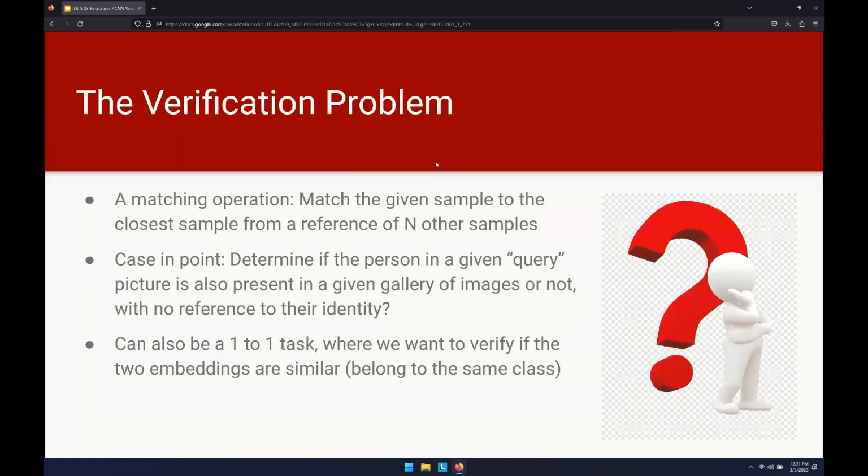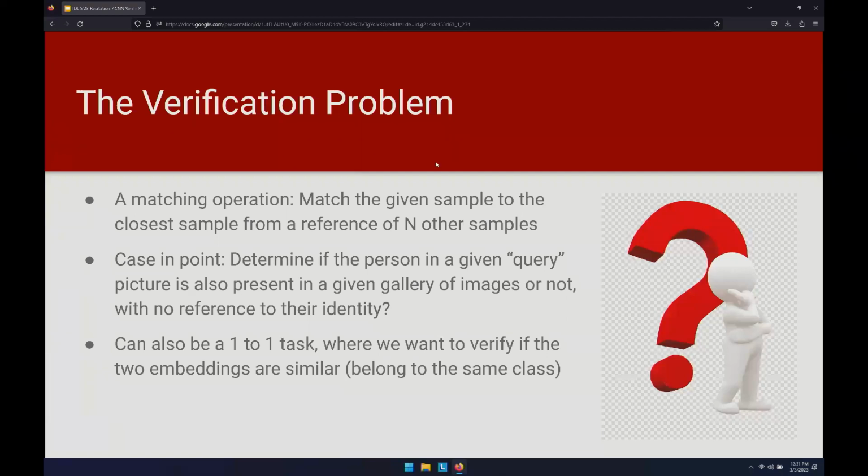So first, we're going to talk about what the verification problem is. If you remember from last recitation when we talked about the classification problem, we mentioned that classification is essentially a supervised learning method, which learns a model that predicts a class given input data, right? In that same way, we require you to do face classification for homework 2 part 2. Essentially, you determine who it is in a given image. So we want you to map an image to one of n classes. But verification, on the other hand, is more of a matching operation, where you match a given sample to the closest sample from a reference of n other samples.